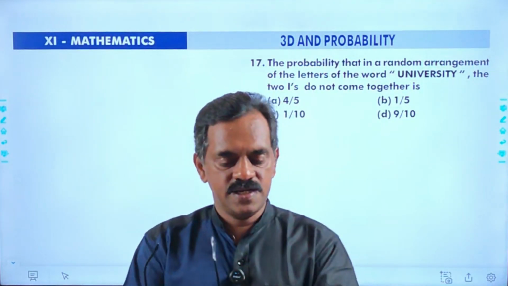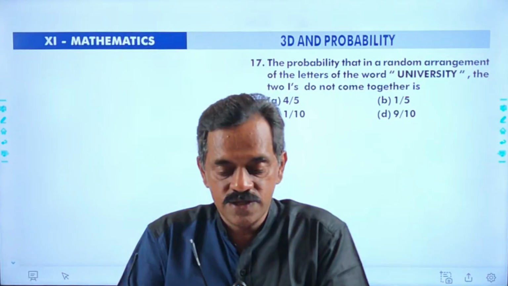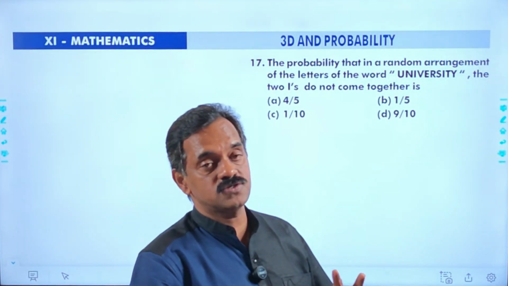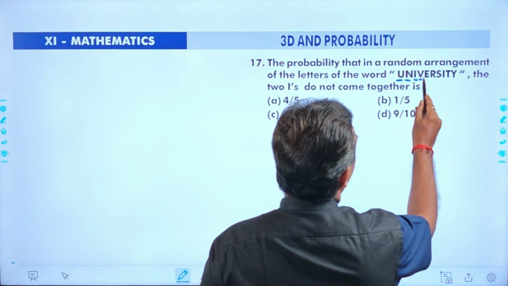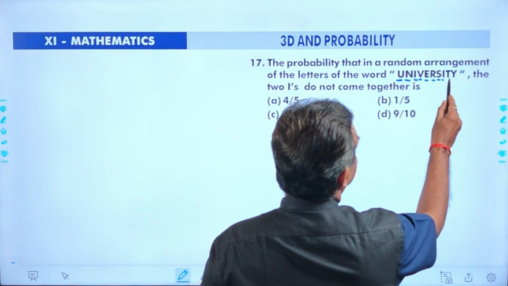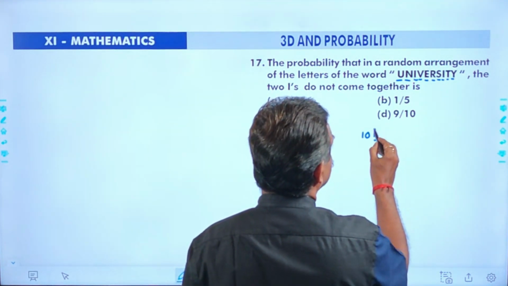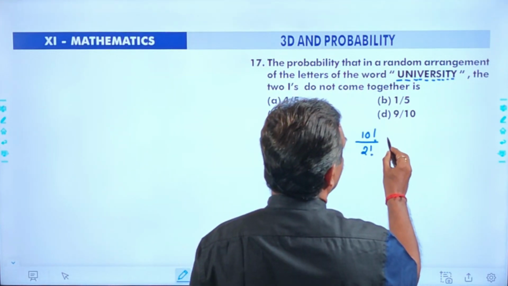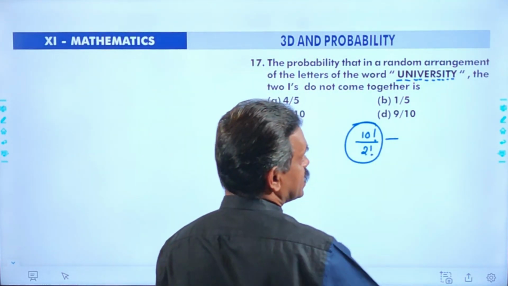Now, the probability that in a random arrangement of the letters of the word university, 2 i's do not occur together. So first we find when 2 i's do not occur together. Listen here, 10 letters are there, so it can be arranged by 10 factorial, of which two letters are repeated, 10 factorial by 2 factorial, minus the ways to occur together.